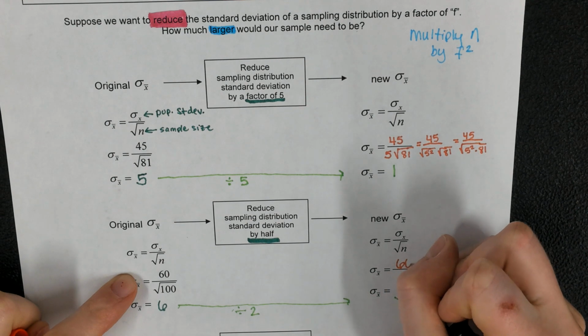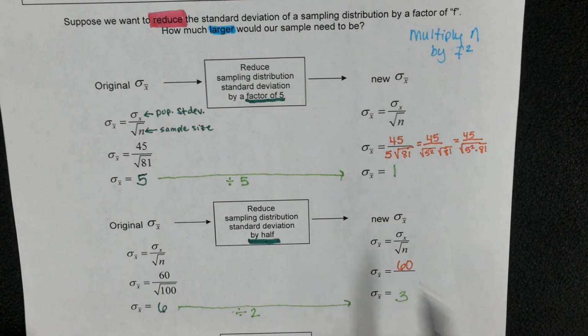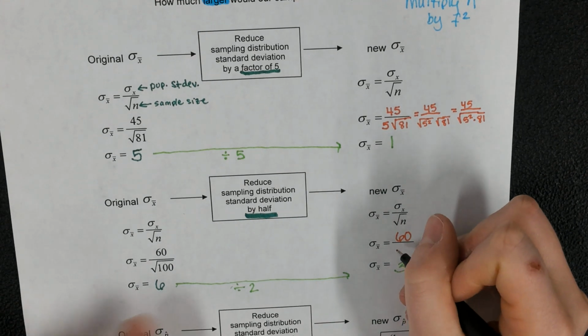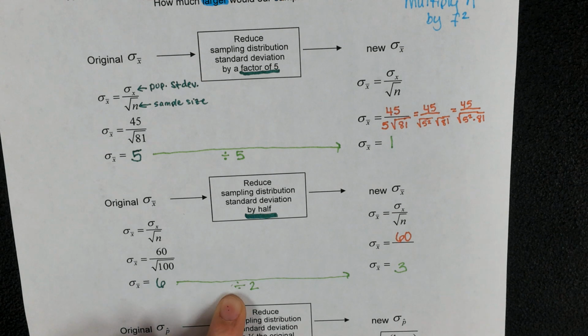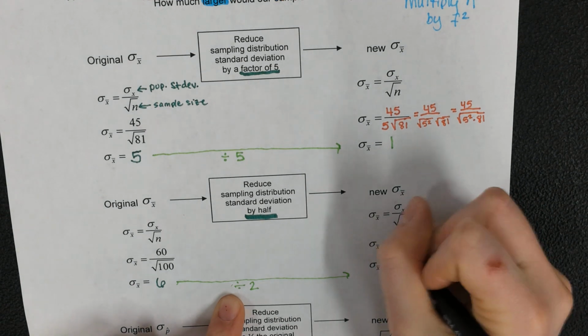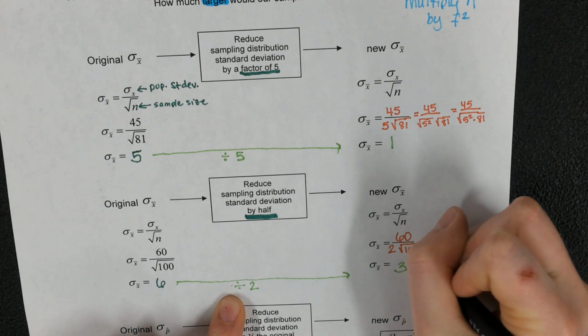Our standard deviation for our population is 60. And how did I get from here to here? I'm going to need to divide by 2. So I'm going to divide my original by 2 and still multiply here.